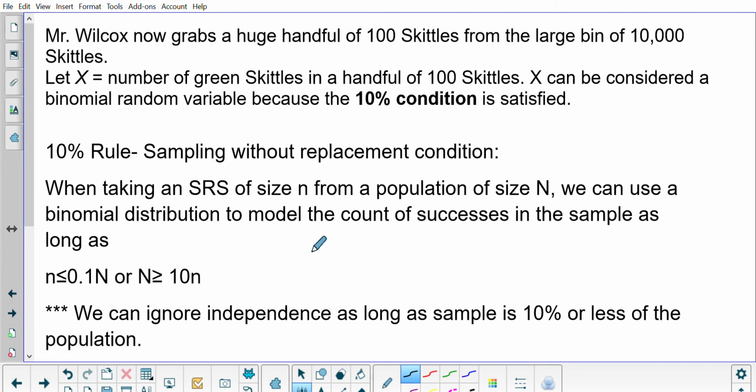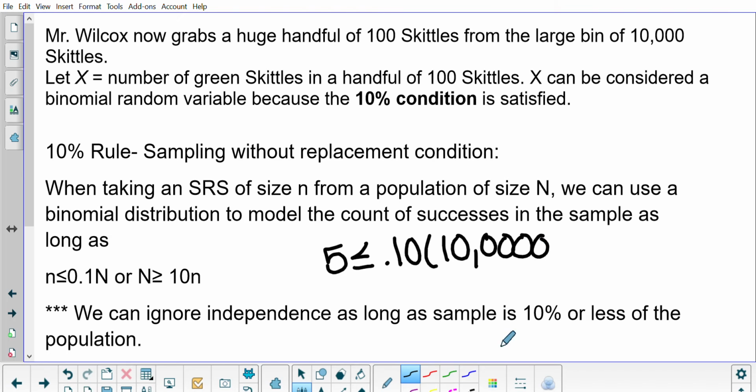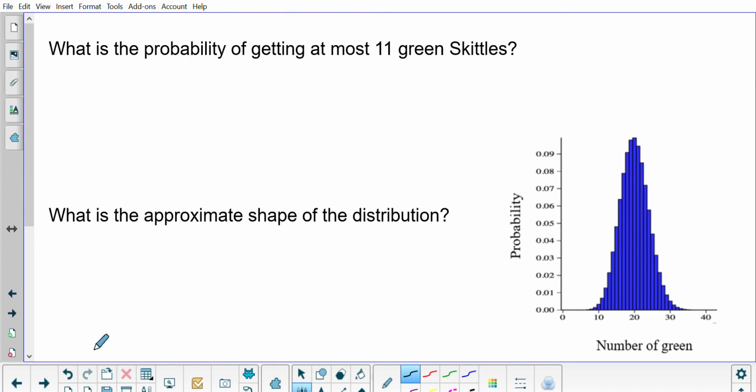Another way to look at it: this 5 is much less than that 1,000, because 10% of 10,000 is 1,000. It's much less. So it satisfies this condition, so I can ignore independence. So let's look at another example.